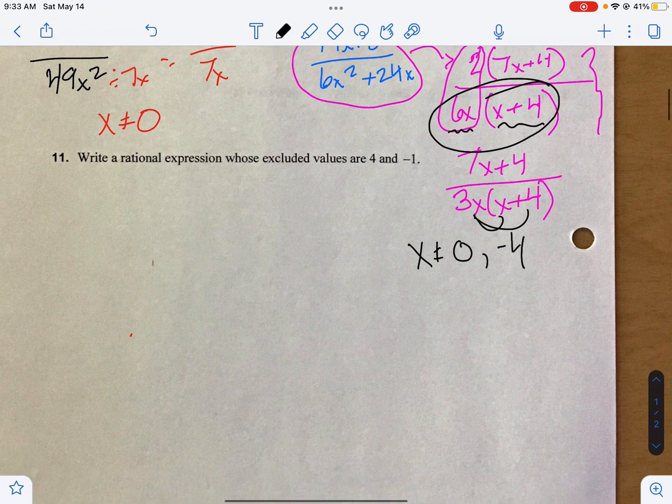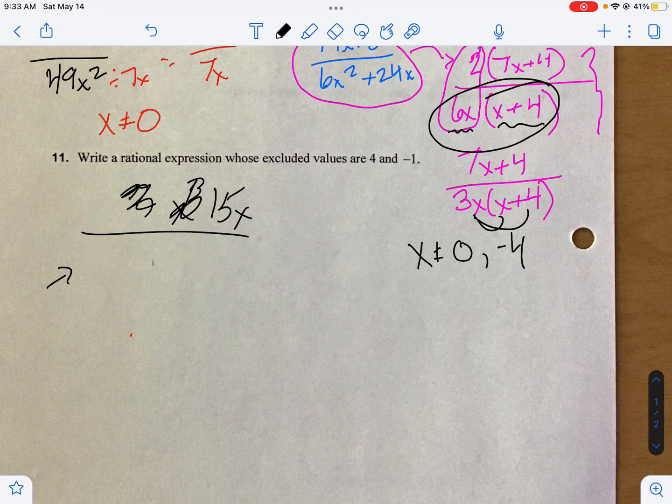Now, this last one, write a rational expression whose excluded values are 4 and -1. We know that in order to get our excluded values, we look at the denominator of our fraction. So it doesn't matter what's going on the top. You could have 2, you could have x to the 3rd power, you could have 15x. It doesn't matter what you have in the numerator.